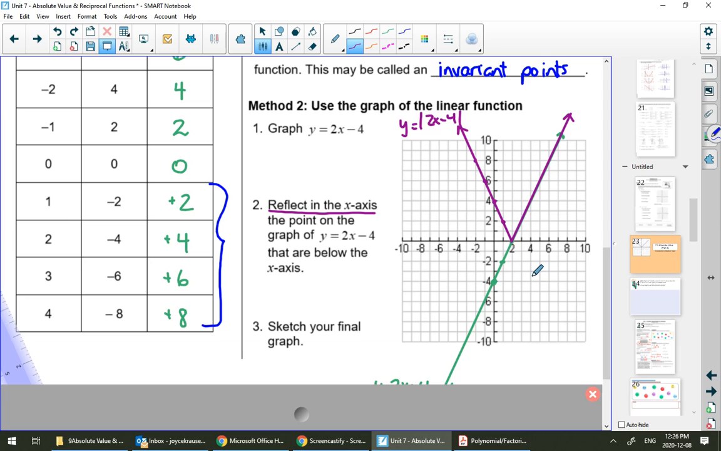So these are the two methods that we can use for sketching absolute value functions. We're just getting started with linears. In the next lesson, we're going to be looking at quadratics.